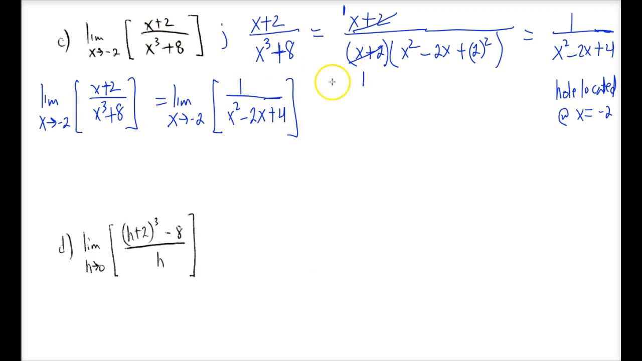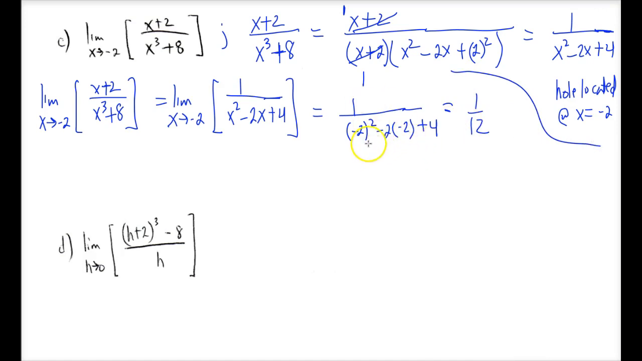And if we look here, negative 2 is in the domain of this function, because if I plug in a negative 2 for x, I am not going to get 0 in the denominator. So here, just literally plug in negative 2 everywhere where I see x. And the result that I'm going to get here is 1 over 12. So negative 2 squared is 4. Negative 2 times negative 2 is 4. And we got plus 4. So all that adds up to be 12.